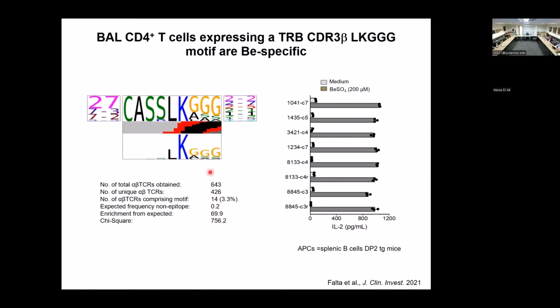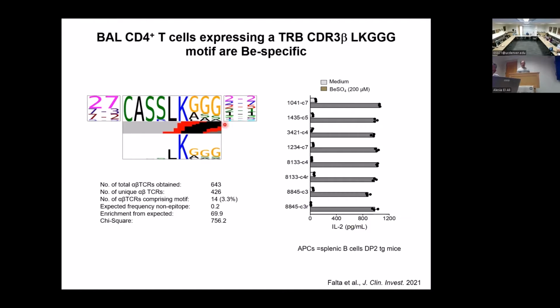Another way of looking at it is shown here, which is called a TCR web logo that highlights the V beta, J beta usage and the usage of amino acids at each position, with the height of the amino acid representing the overall frequency of that amino acid at that position. So we're calling this the LKGGG motif.